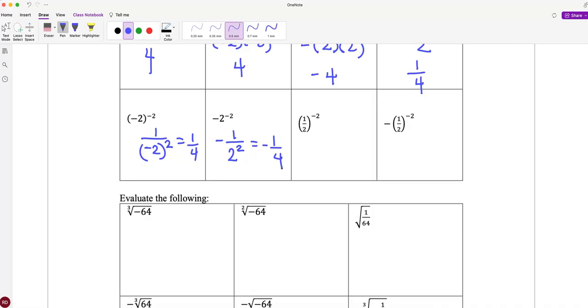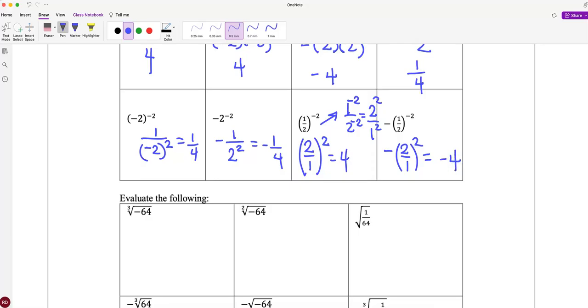When I see a fraction with a negative exponent, so it's going to be 1 over 1/2 squared. The easiest way to do it is just to flip this fraction. This is 2 over 1 to the second power. Because if you distributed this, you would have 1 to the negative 2 over 2 to the negative 2. And that's just going to be 2 squared over 1 squared. So this is just going to give you 4. The negative of 1/2 to the negative 2, this is the negative of 2 over 1 squared. So that's negative 4.